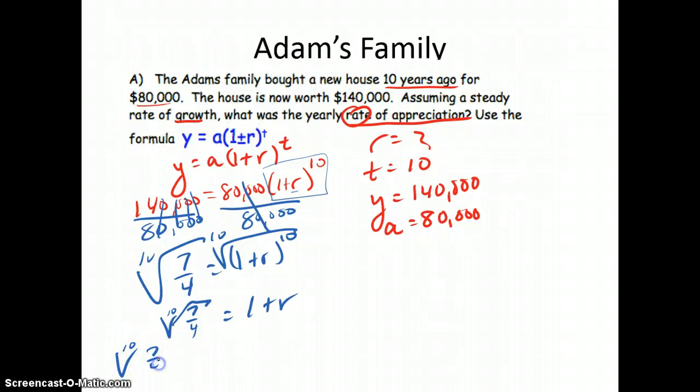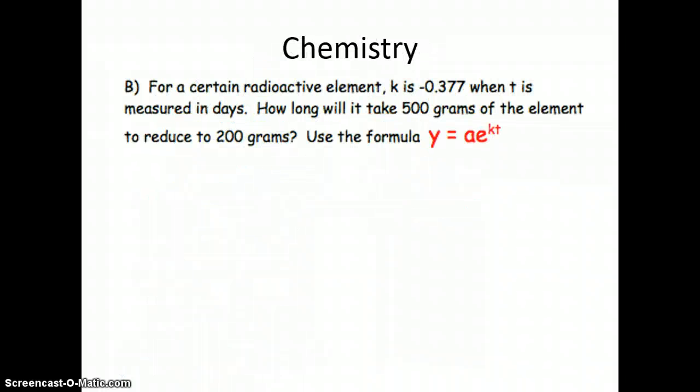So we're going to have the 10th root of 7/4 minus 1 equals R. Plugging that into my calculator, I find my R to be 2.72. Alright, let's go to our next example.